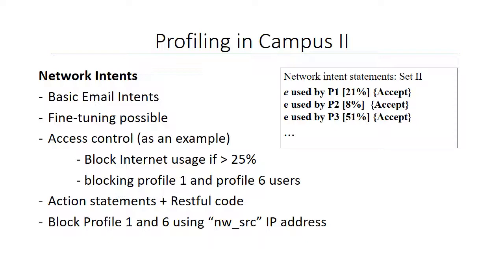So using the policy broker application, the action statements for the required condition, that is deny, stated above, are automatically generated, as well as the respective RESTful commands. So profile 1 and profile 6 users, specified by the network source IP address range, can automatically be blocked using the application.